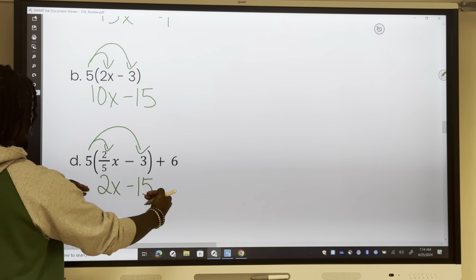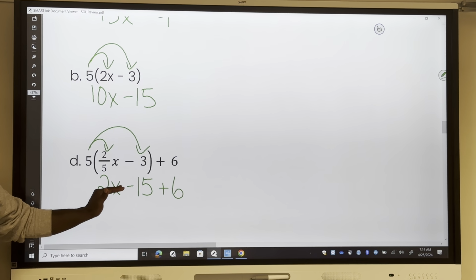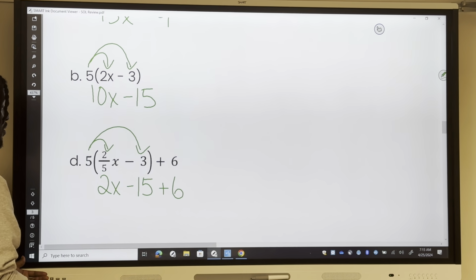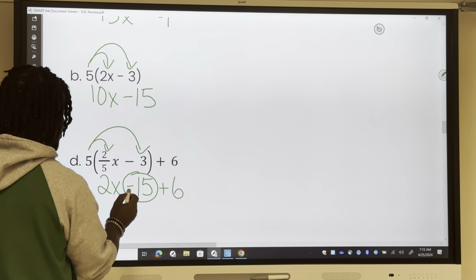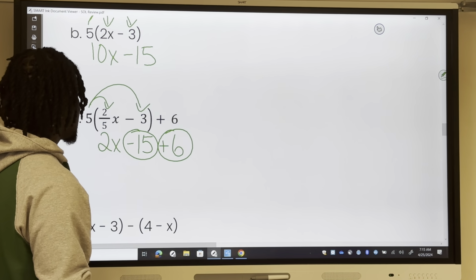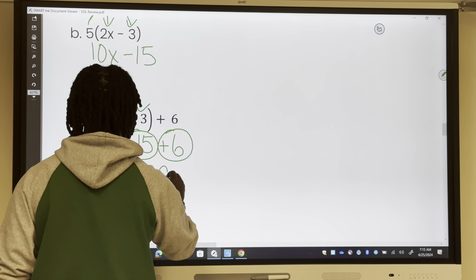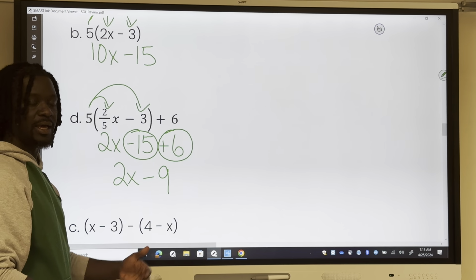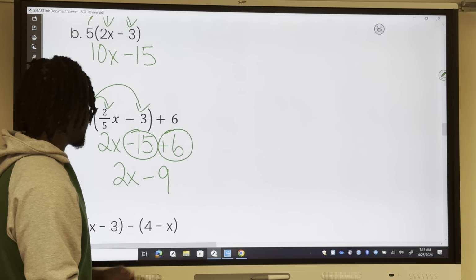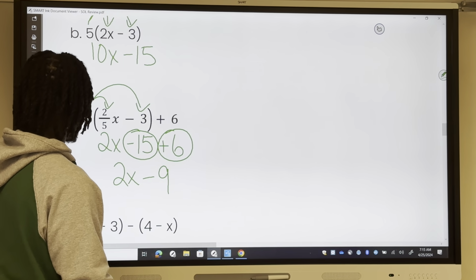And then I'm just going to bring everything down. So now I have 2x minus 15 plus 6. Now I'm going to combine my like terms. My like terms are this negative 15 and this positive 6. When I combine them, I'm going to end up with 2x minus 9. Again, if you don't know that, you can enter it into your calculator, but negative 15 plus 6 gives me negative 9.